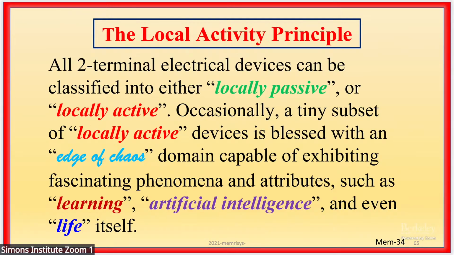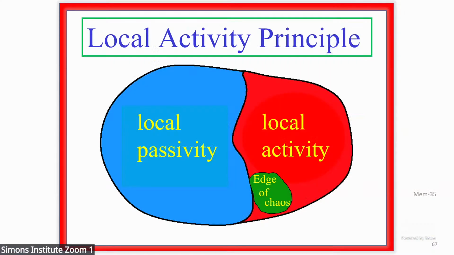The next important result is called a principle, but it's actually a theorem. It says that all devices, or complexity functions, or circuits, let's call it a circuit device with 2 terminals, is either locally passive or locally active, and within the local activity there is a tiny region, which of course I exaggerate so you can see. It's called the edge of chaos. And all the complexity, all the things that make life possible, are in that region. And we have constructed a method to test and derive this region. That's one of the main results today.